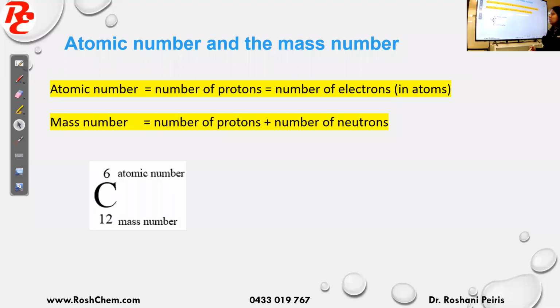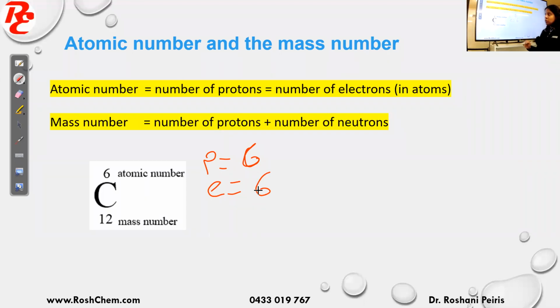So for example, if you take carbon in the periodic table, you can see there are two numbers. One is 6, the other one is 12. The smaller number is called the atomic number. So for carbon, the atomic number is 6 and 12 is the mass number. Atomic number 6 means carbon has 6 protons, and protons and electrons are equal. Therefore, carbon will have 6 electrons.